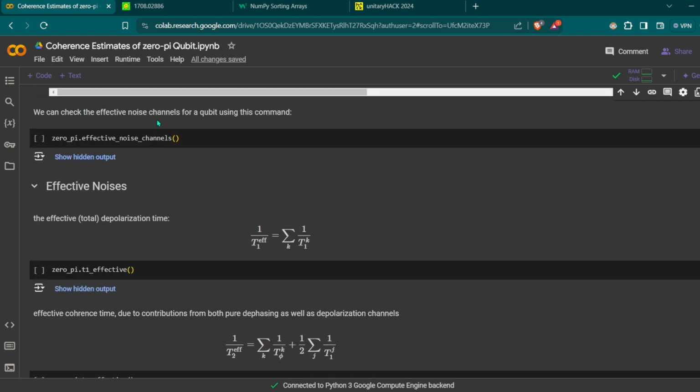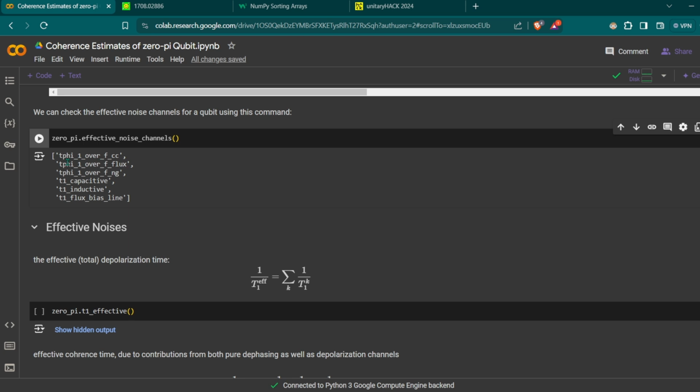Now we can check the effective noise channels for the qubit using this command. So this command basically shows all the effective channels of noise we can use in the qubit which we have defined. Now when we run this, we'll get to see this type of an array with all the names of the methods which you can directly call on your qubit to apply the noises. So these are the t1 flux, the d phi over FCC, the direct flux, the charge noise, the capacitive, inductive, and the flux bias line, which is the depolarization we have just seen.